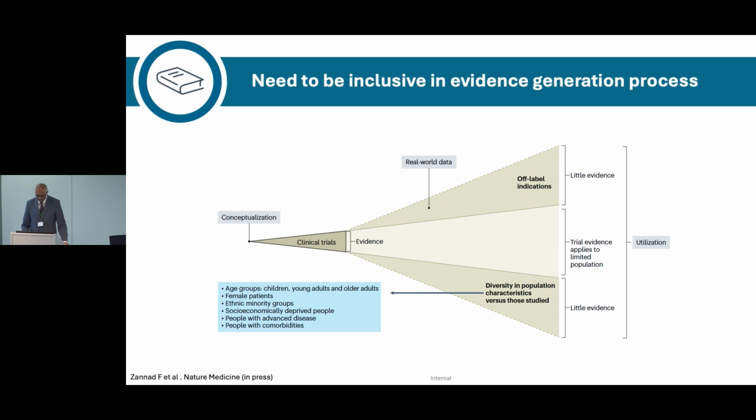Well, if you look at clinical trials, that's the narrow triangle. Clinical trial populations are very narrow, with very tight inclusion-exclusion criteria. We generate evidence from that, and then that trial evidence is being applied to the real world setting.